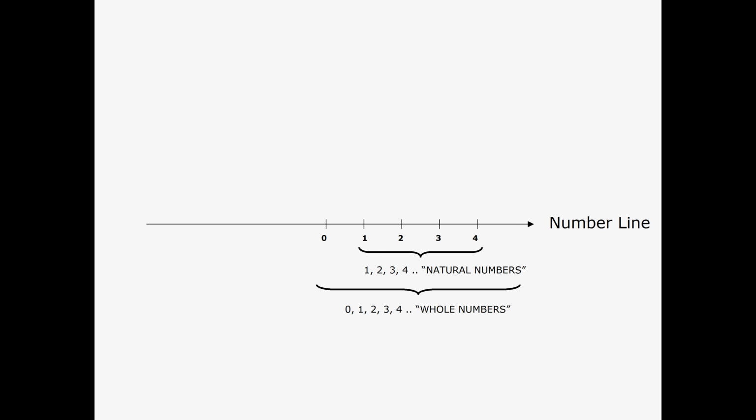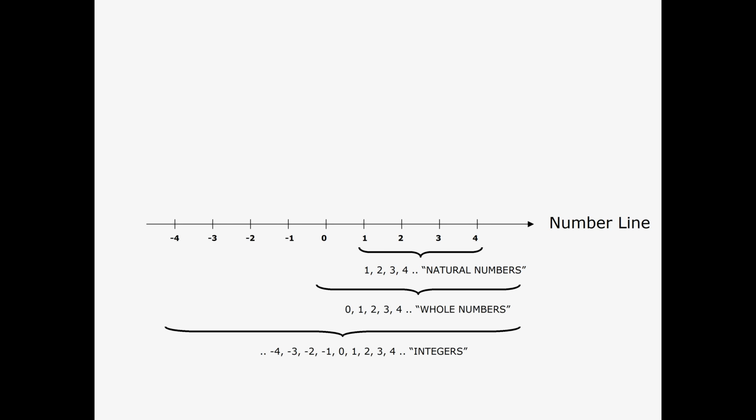Now, numbers which only have one part we can represent as points on a one-dimensional line, which we call the number line. The numbers 1, 2, 3, 4 and so on, the numbers that we use for counting, are referred to by mathematicians as the set of natural numbers. If we also include the number 0, then we have what they call the set of whole numbers. And if we include numbers which are less than 0, that is negative or minus numbers, then we have what are referred to as the set of integers.